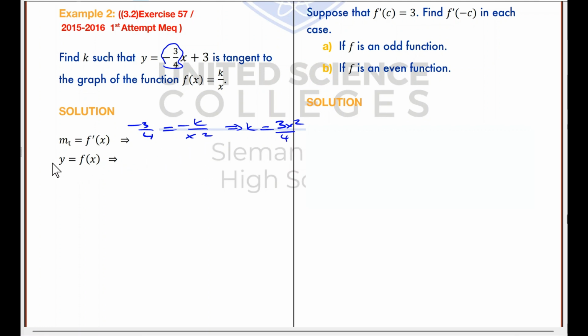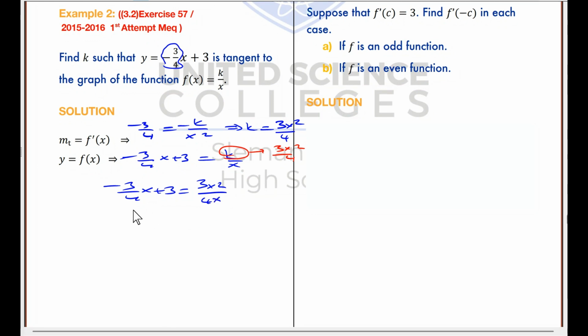So second step, equalizing the functions. Since they meet at one point, they are equal to each other at that point. So function y, negative 3 over 4x plus 3 equals the function f, k over x. So in place of k, we will write 3x squared over 4. So in this case, left side will remain same, negative 3 over 4x plus 3. Right side, 3x squared over 4 over x. You flip. Keep the top, flip the bottom. The bottom is x over 1. When you flip it, 1 over x, multiply by 4 for x.